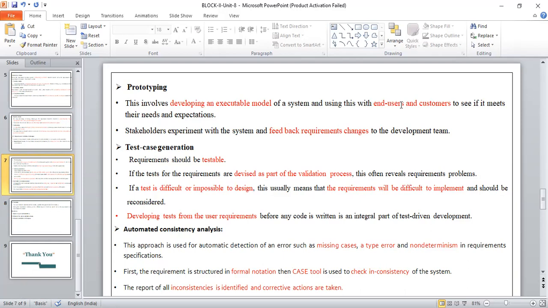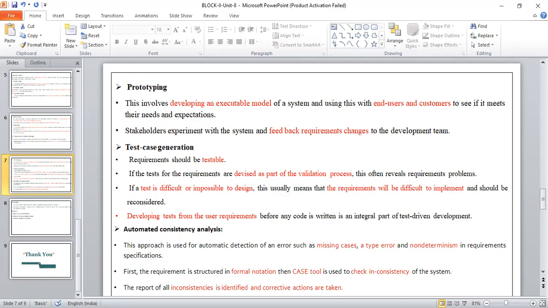Therefore, we use test cases. By using the test case, we can check whether the test is difficult or impossible to design. If it is impossible to design, we can reconsider the requirement change. This usually means the requirements will be difficult to implement and should be reconsidered.